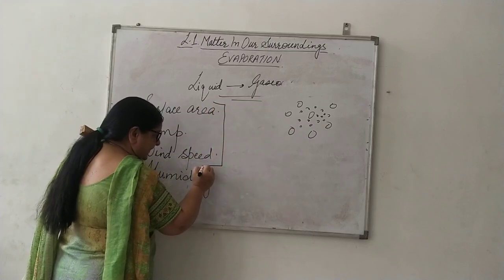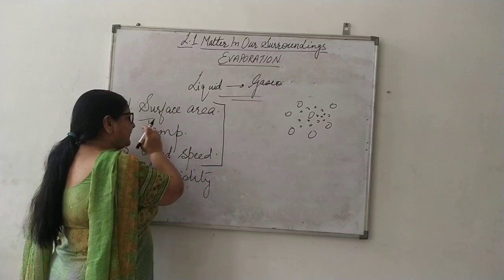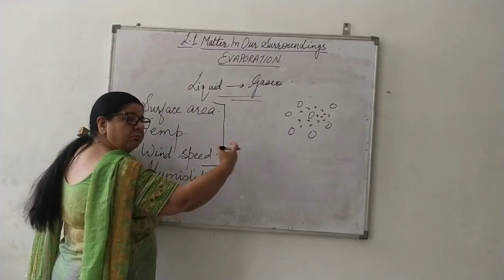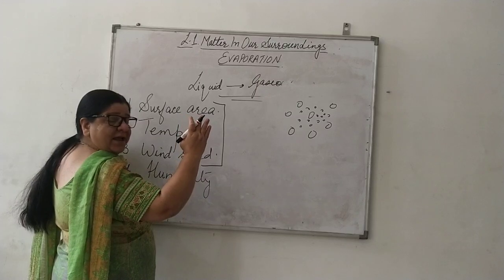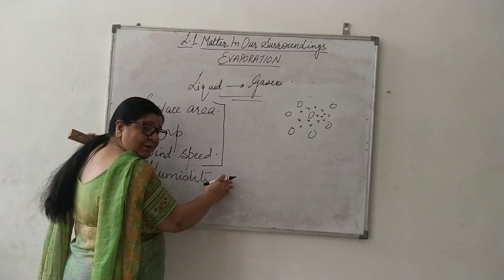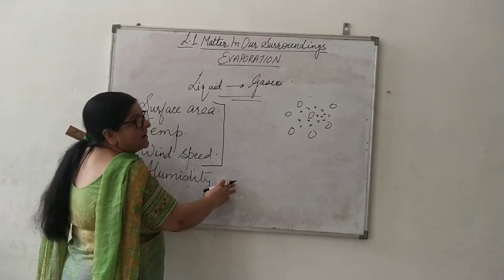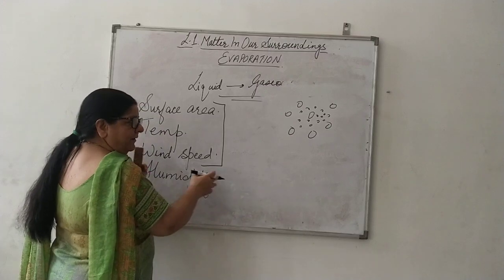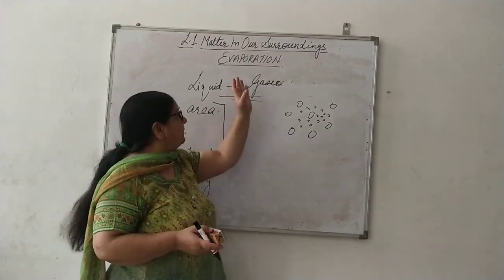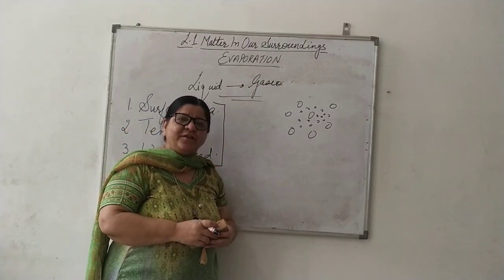These three factors are directly proportional to evaporation. More is the surface area, more is the temperature, more is the wind speed, the more will be the evaporation. But if humidity is more, less will be the evaporation. If humidity is less, more will be the evaporation. Right? So, I hope you have understood this topic also, that is evaporation, and with this we finish this chapter also.